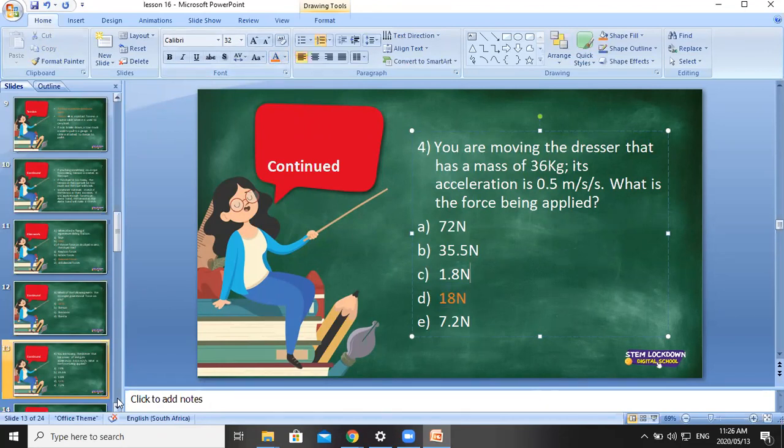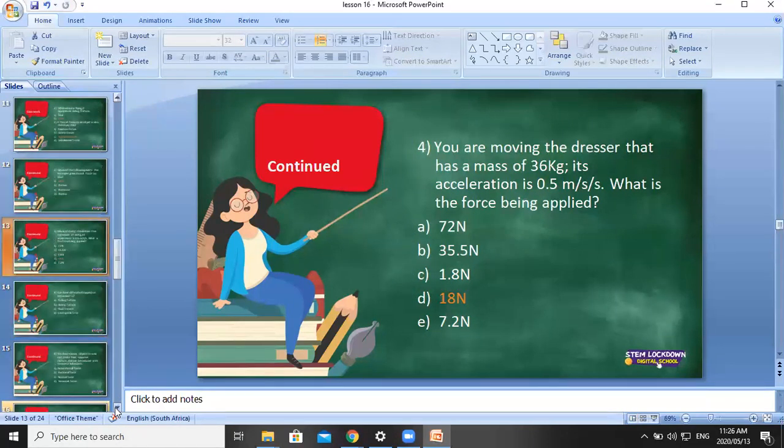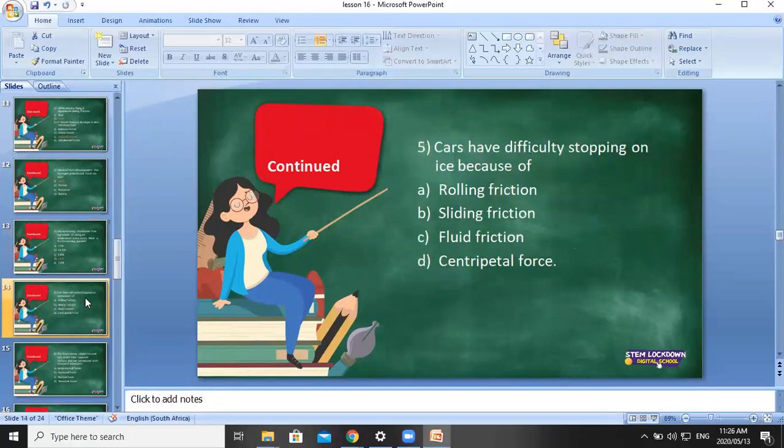So we're still going to have more calculations, grade 9. Just brace yourselves. Cars have difficulty stopping on ice because of what type of friction do we get from ice, grade 9? Is it rolling friction, or sliding friction? B. Sliding friction.